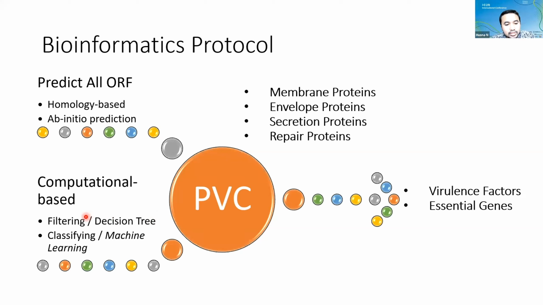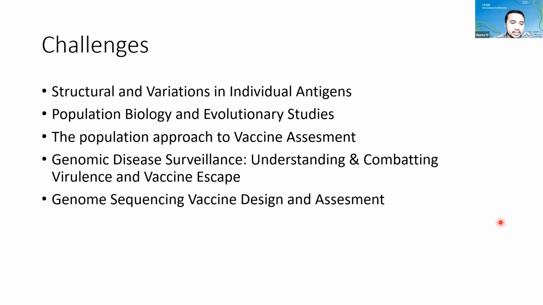And also what we can use is classification, using machine learning. Then we can get potential vaccine candidates, such as from the membrane proteins, the envelope, the secretions, or even from the repair proteins. Next, we can start to analyze virulence factors and also essential genes that could be useful for the next experiment. So, what are the challenges of the reverse vaccinology approach?